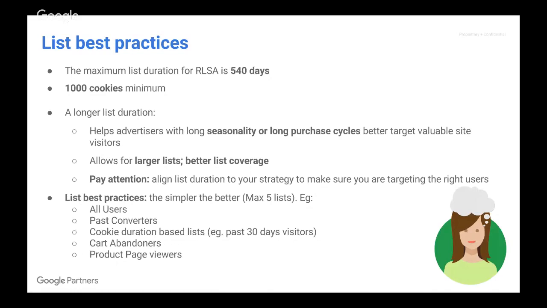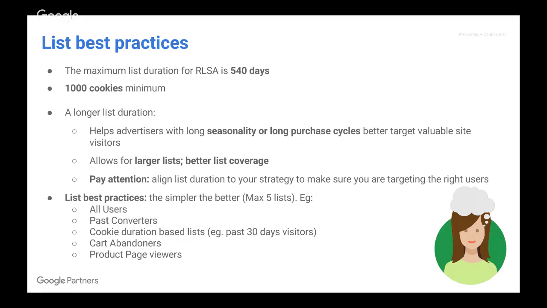List best practices: the simpler, the better. Maximum 5 lists, especially if you're also using customer match. It's another layer. If you're using demographics, it's another bid to manage. So make sure that RLSA is no more than 5 lists.